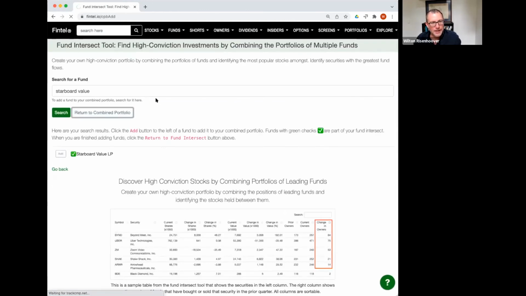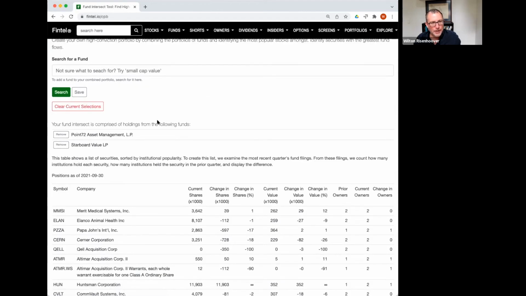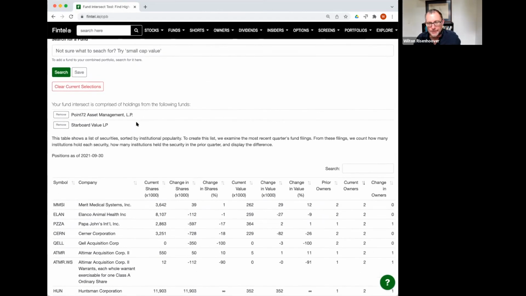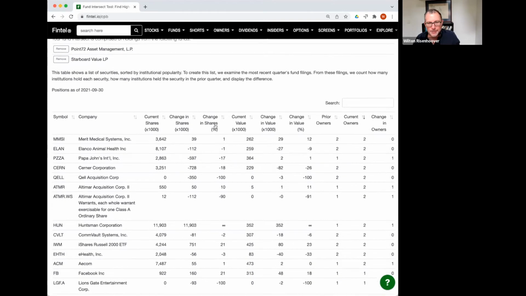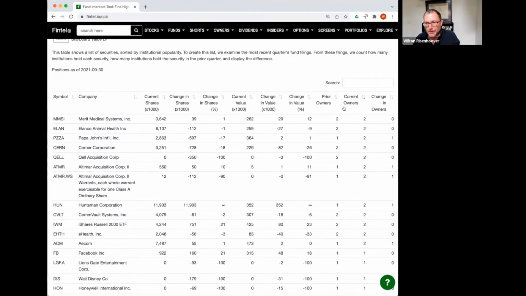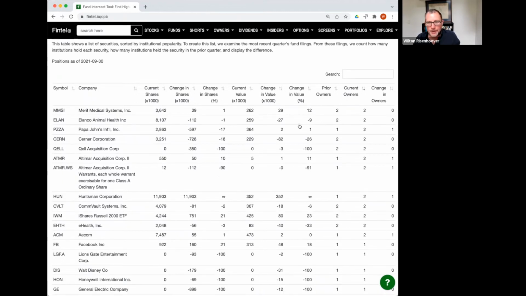Now let's go back. What this is going to show me is all the companies that are held by both 0.72 and Starboard Value. These are two well-known hedge funds in the United States. So this tells me all the companies that are held by both of those funds. Okay. And so I can just sort by current owners here.